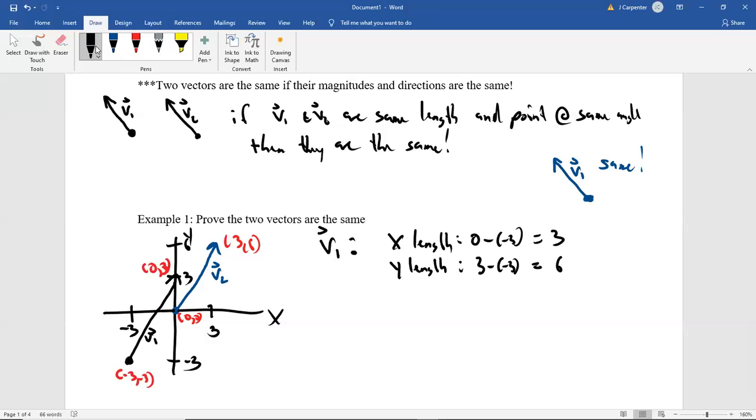Run, rise. So its magnitude, we can do by Pythagorean. If a squared plus b squared equals c squared, these are the a's and the b's. You just do the square root of that. I'm going to give you that as an official formula coming up. But that would be the square root of 3 squared plus 6 squared, which is 9 plus 36, which is the square root of 45, which is 9 times 5 under a square root, which is 3 square root of 5.